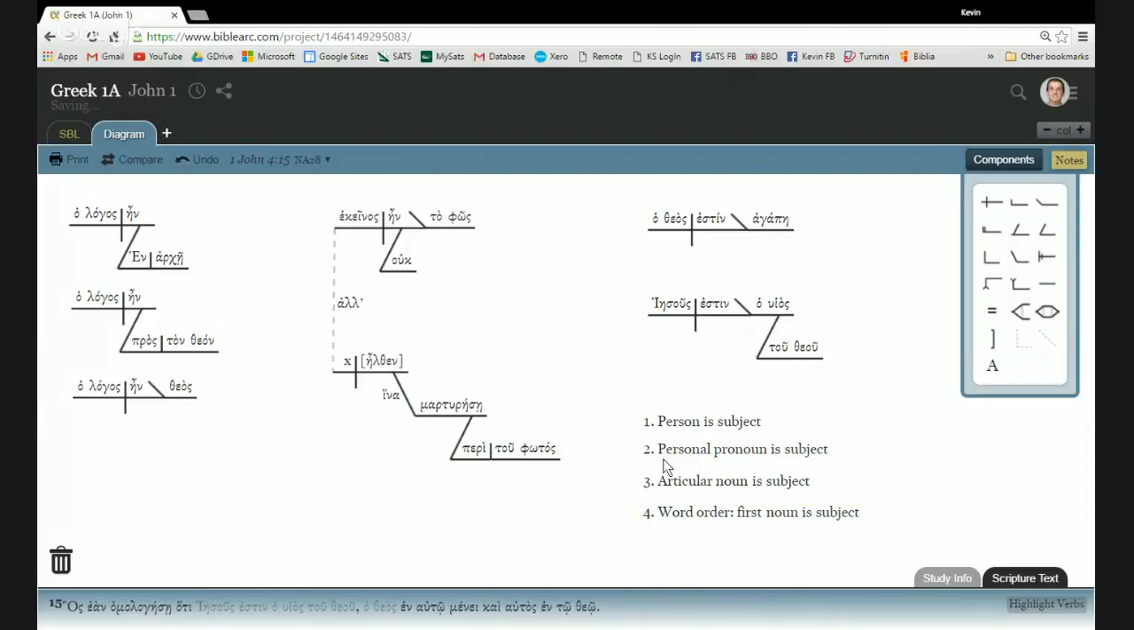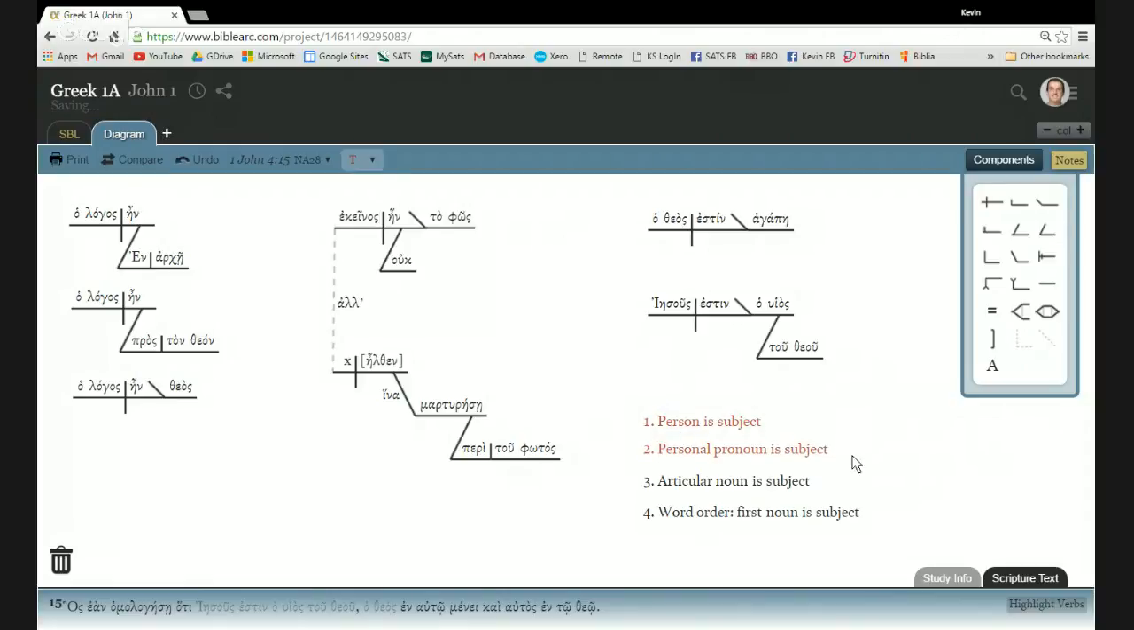Right, so if we take the examples we got, the person is the subject. We got an example of it over here: Iesous estin huios tou theou. Even though this one has the article, the articular noun being the subject is trumped because a person is the subject ahead of an articular non-person. So, Iesous estin huios, the person is the subject. That's number one.